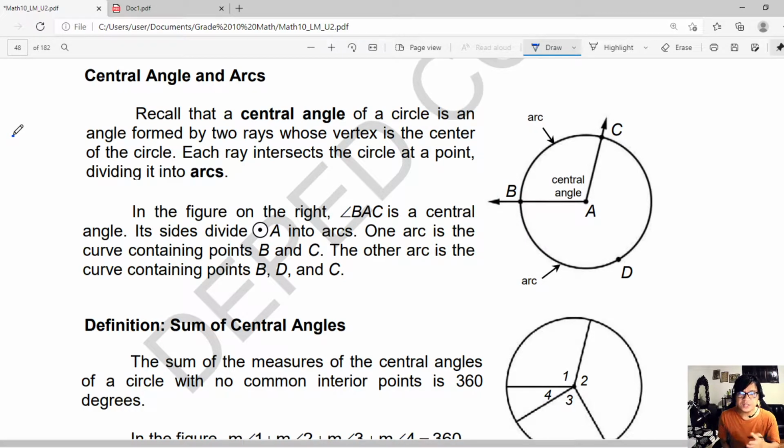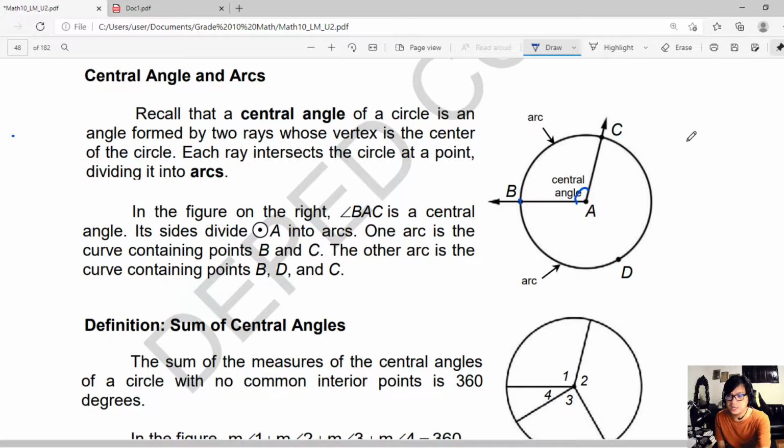In the figure on the right, angle BAC, this one. Angle BAC is a central angle since the vertex is the center of the circle. Its sides divide circle A into arcs. One arc is the curve containing points B and C. The other arc is the curve containing points BDC. In other words, there are two arcs.